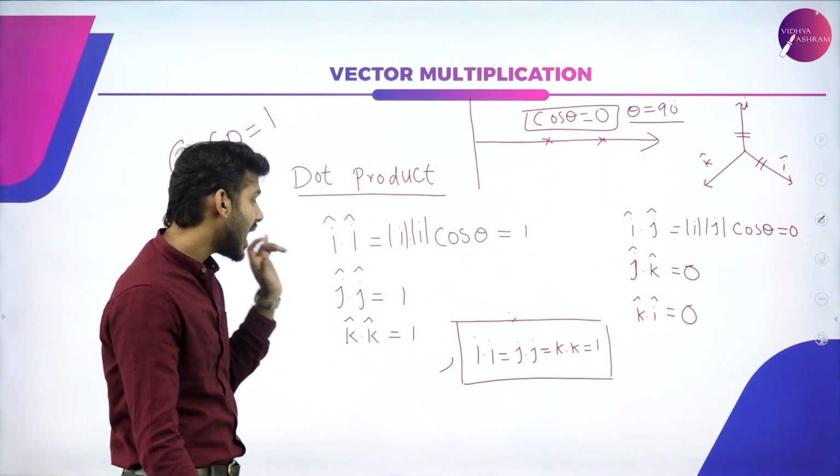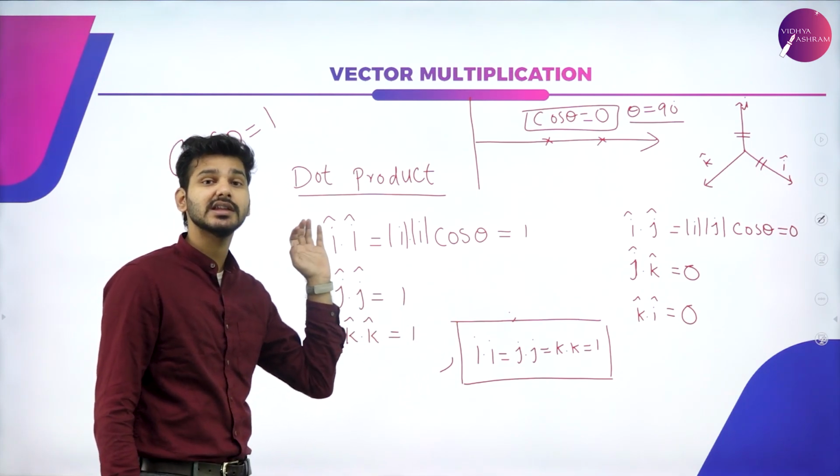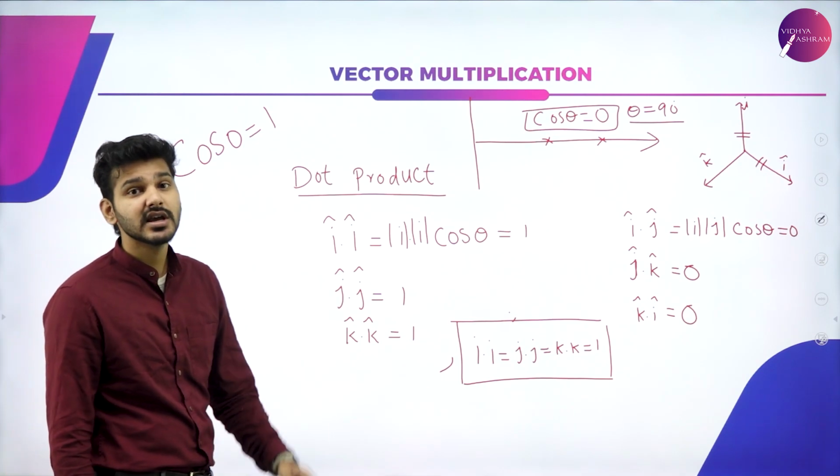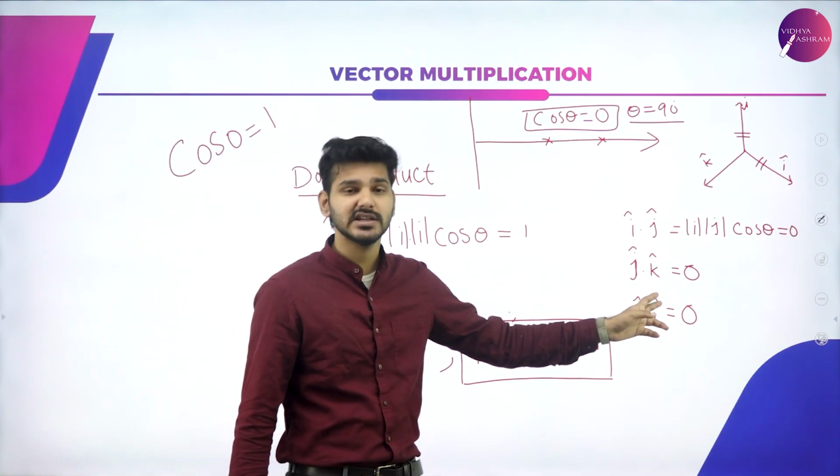If I am taking i dot i or j dot j, it will be equal to 1, unity, because the angle between them is 0 degrees. Here it is 90 degrees.